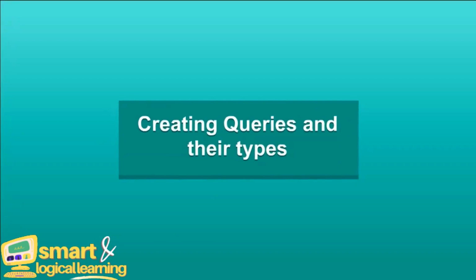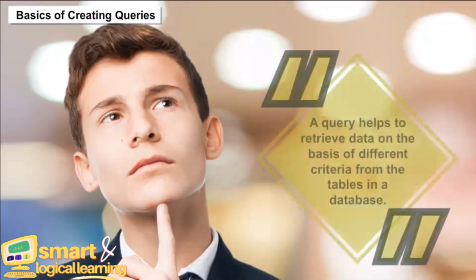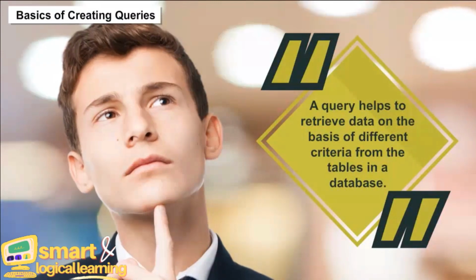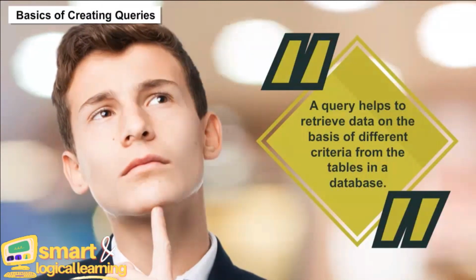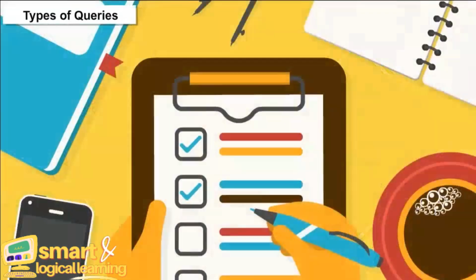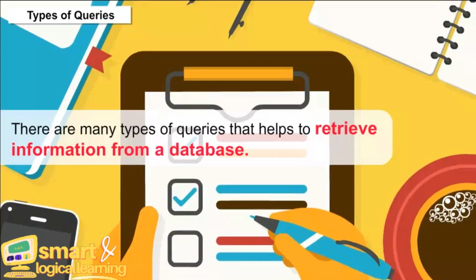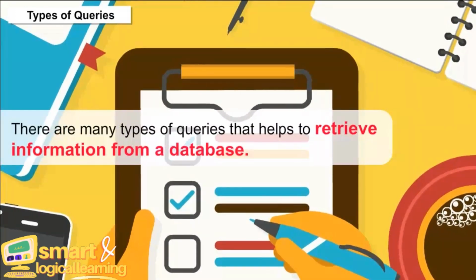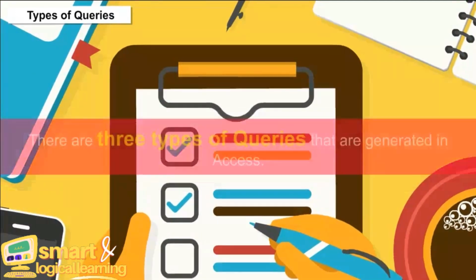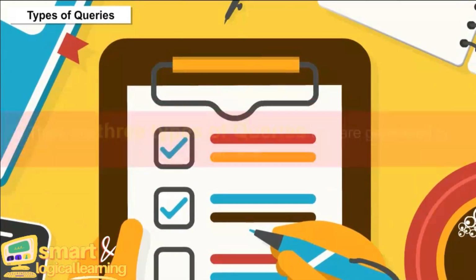Creating queries and their types. Basics of creating queries. A query helps to retrieve data on the basis of different criteria from the tables in a database. Types of queries. There are many types of queries that help to retrieve information from a database. There are 3 types of queries that are generated in Access.